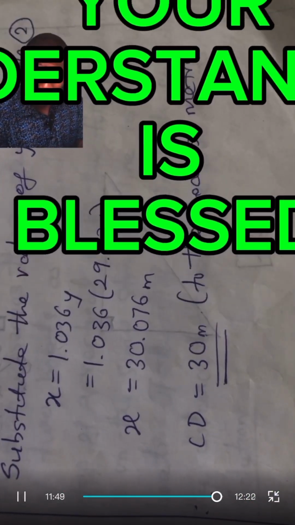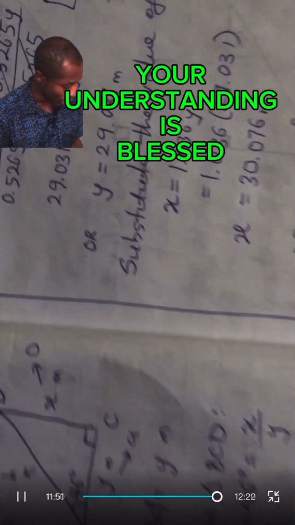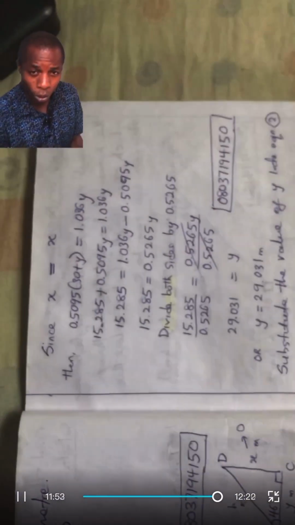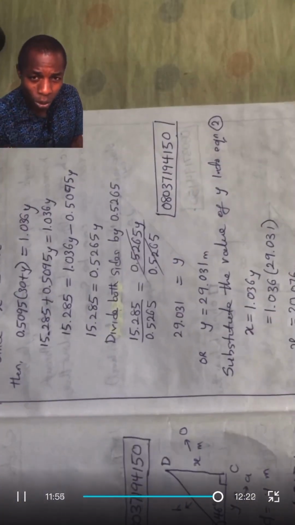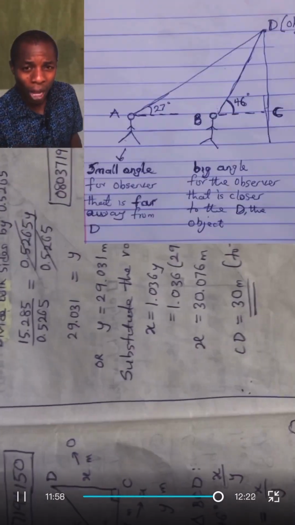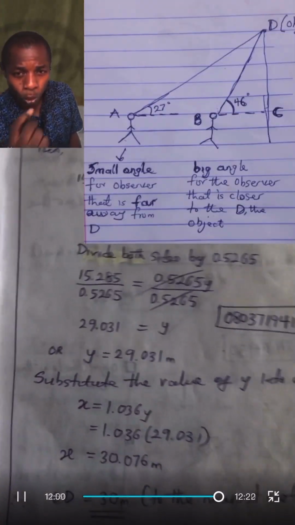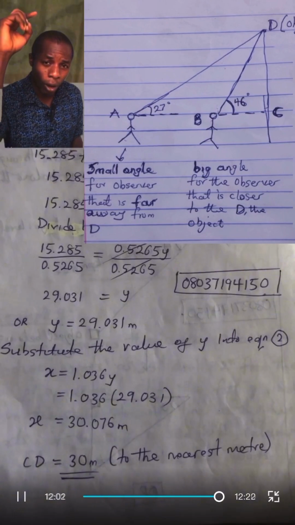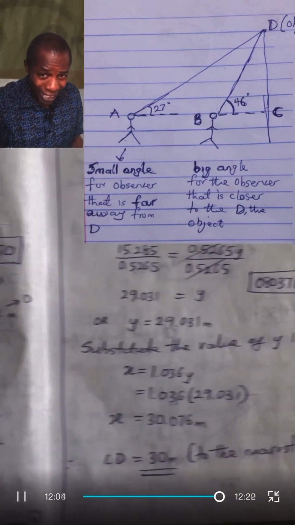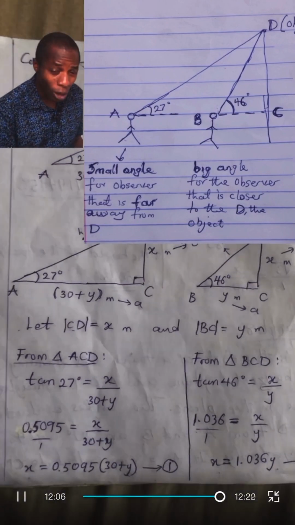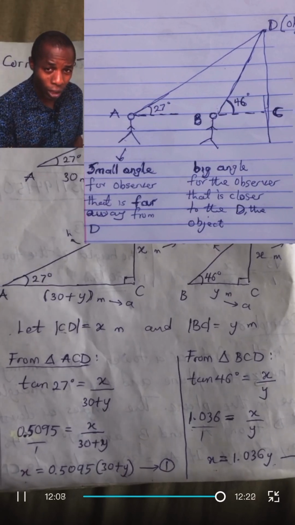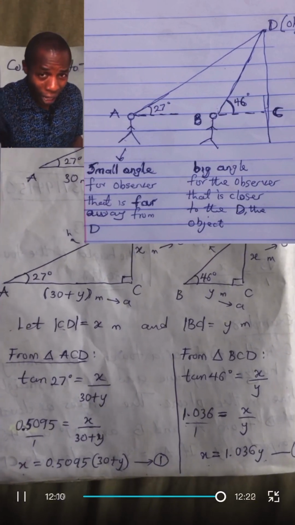I hope you understand how I solved this problem we have in example 8. When you have two observers with different angles of elevation, the one with the smaller angle of elevation will be far away from the object it is looking at, and the one with the bigger angle of elevation will be closer to the object it is looking at.